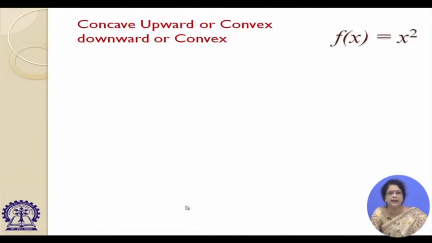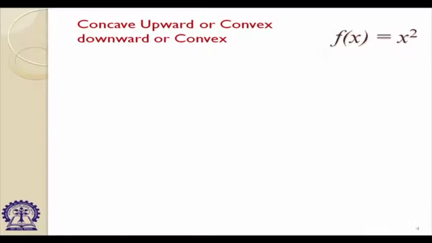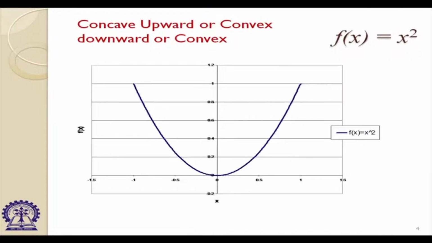Now, you see f(x) equal to x squared. What kind of function is this? This is a convex function, all of you know. How can we draw it? If you know the definition of convexity, we can say that this function is concave upward or convex downward, or in general we say the function is convex. All right. Now, what is the definition for this?